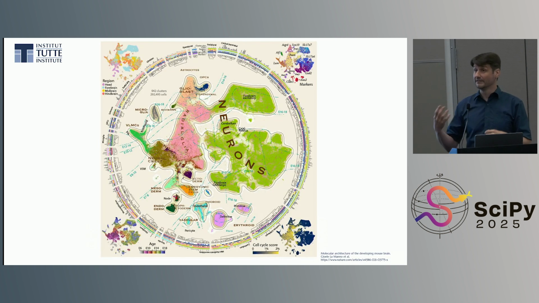Here's a different one. I really like this one because they really leaned into the old map style of view. And it's from a paper on the molecular architecture of mouse brains.